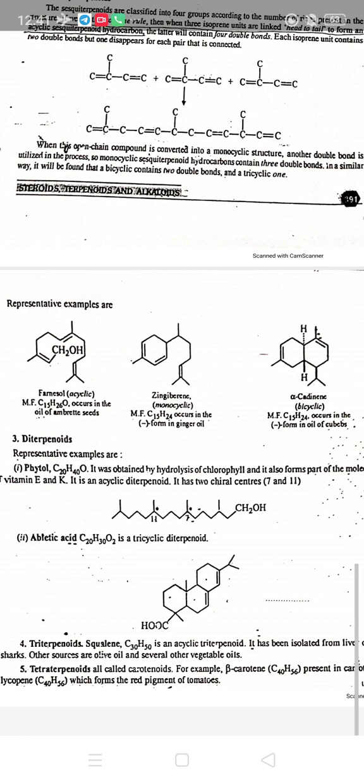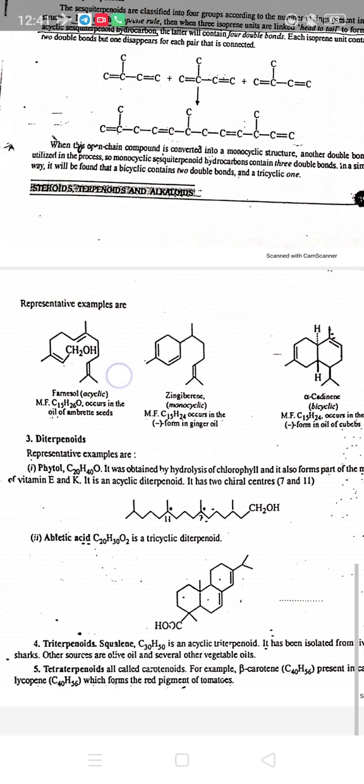Diterpenoids. Representative examples: phytol and abietic acid. Phytol, C20H40O, is obtained by hydrolysis of chlorophyll, and it also forms part of the molecules of vitamins E and K. It is an acyclic diterpenoid. It has two chiral centers, at 7 and 11. Abietic acid, C20H30O2, is a tricyclic diterpenoid.